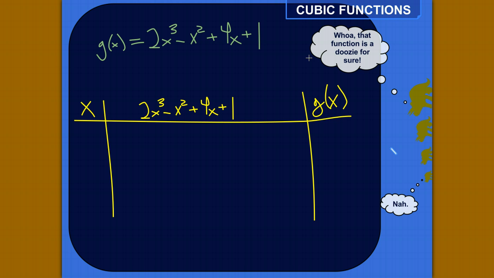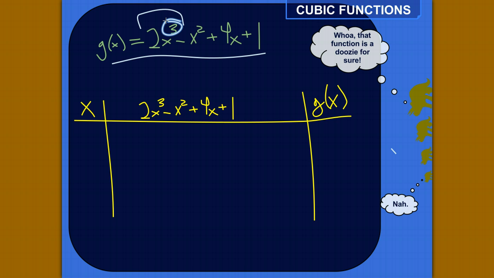So I've given us a cubic function here. G of x is equal to 2x cubed minus x squared plus 4x plus 1. And this term here is what makes it a cubic function. So this is a polynomial where the highest power is 3. So it's cubic. And what we're going to do is we're just going to pick some x values. We're going to plug them into that function and see what comes out of the function.